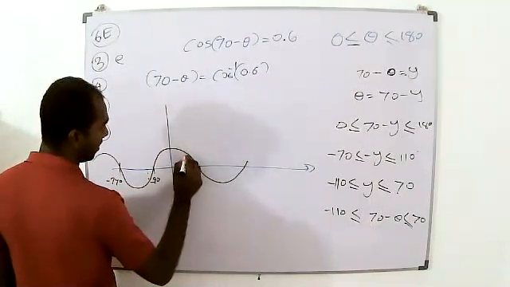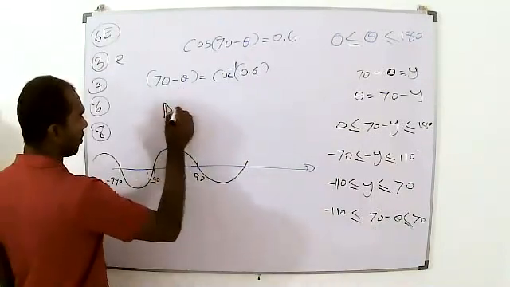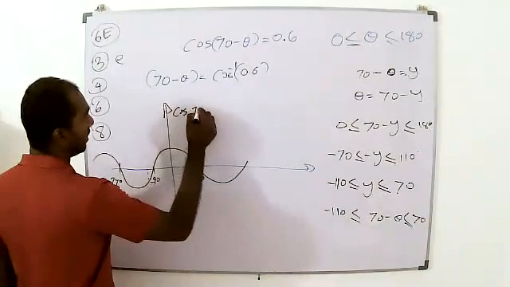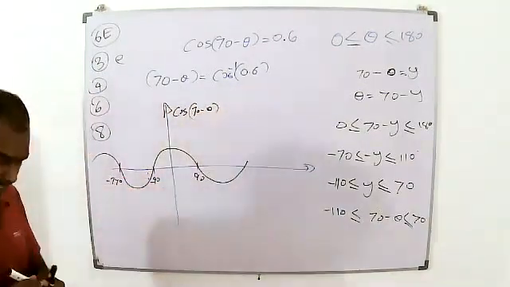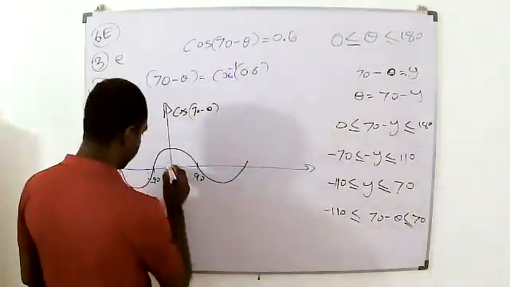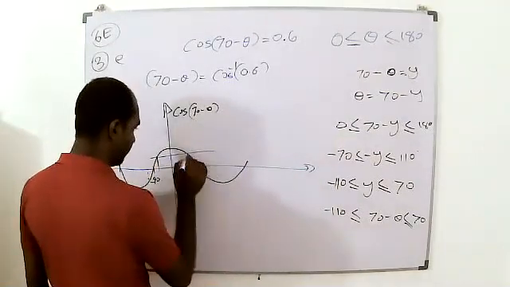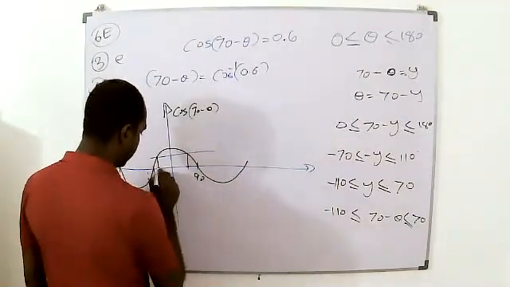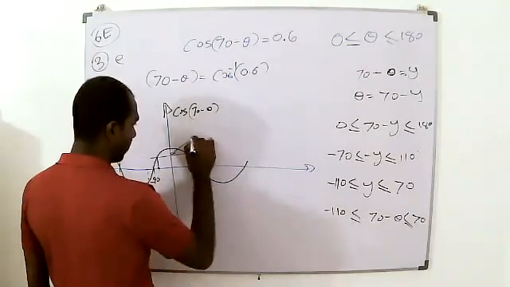Here we have plus 90. Okay, this is cos 70 minus theta. 0.6, we need 0.6. If we draw a line at 0.6, it will look like this. These 2 points, no? We will have the answer in this, the y equals 0.6 line.